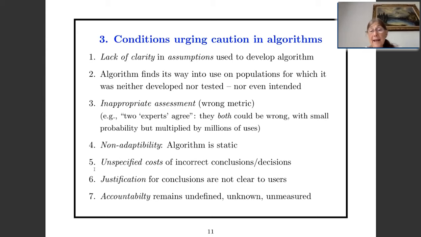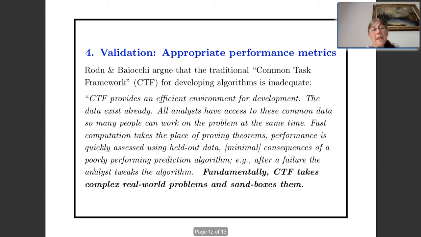Unspecified costs of incorrect conclusions or decisions. Justification for the conclusions is not clear to users. And especially accountability remains undefined, unknown, or unmeasured. So Radu and Bjorki argue that the traditional common task framework for developing algorithms may not be adequate. And here's what they wrote.